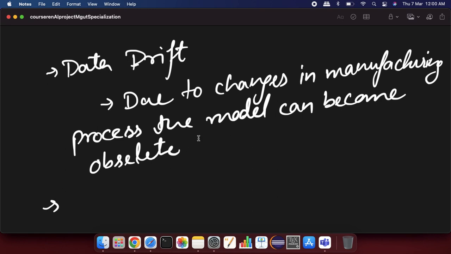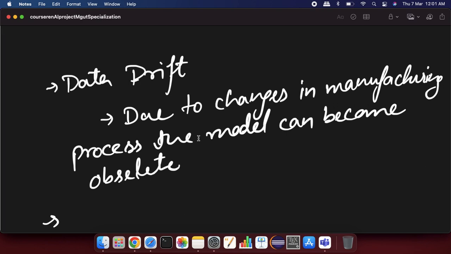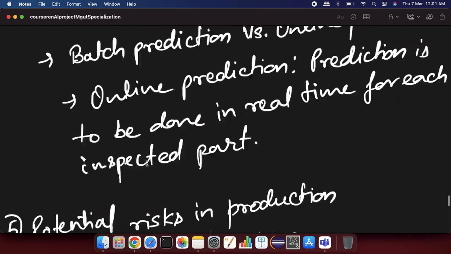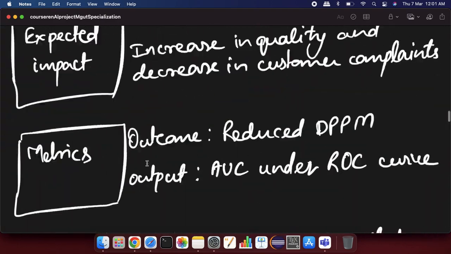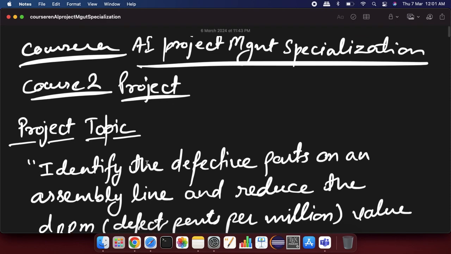There may be a complete change in the machines deployed at the assembly line, or a change in the raw material. That kind of change can completely skew the model or make it obsolete, and it will require retraining from scratch. So this covers all the aspects required for this problem. Okay, thank you.